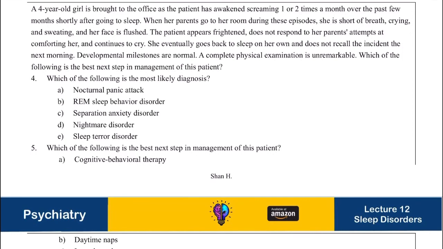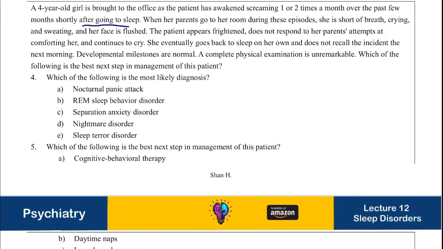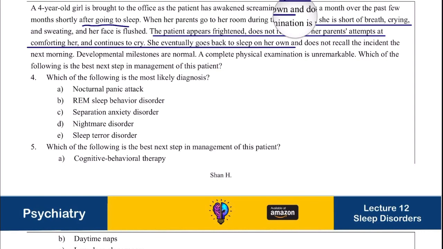Next, we have a 4-year-old girl who's brought to the office as a patient has awakened 1 or 2 times a month over the past few months shortly after going to sleep. When her parents go into the room during these episodes, she's short of breath, crying and sweating, and her face is flushed. The patient appears frightened, does not respond to her parents' attempts at comforting her, and continues to cry. She eventually goes back to sleep on her own and does not recall the incident the next morning. Now, what is this? It has to be a sleep terror.